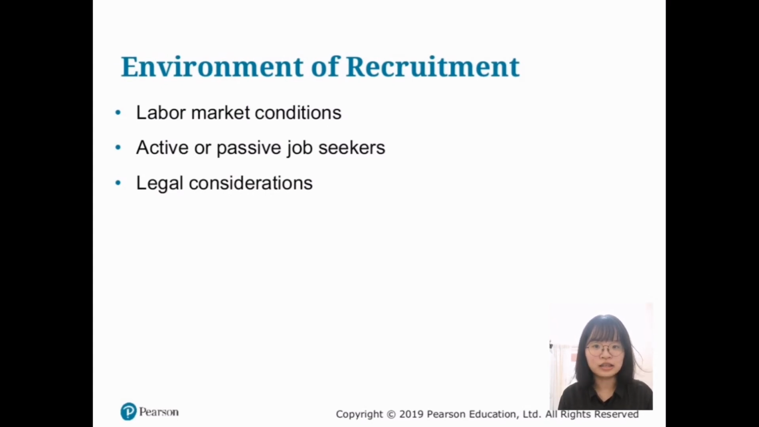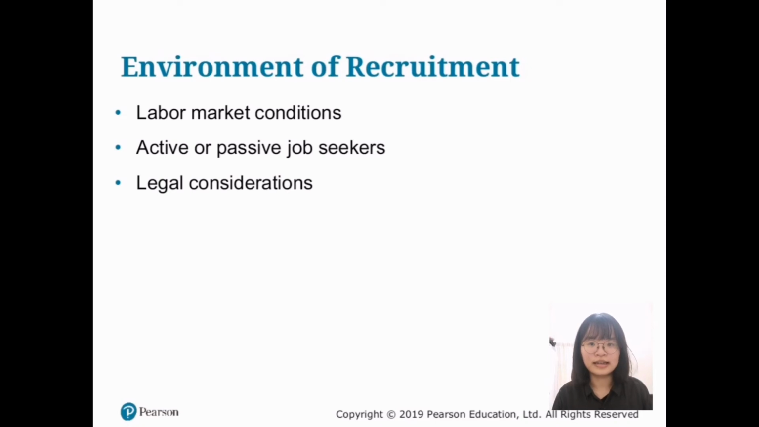One of the environments of recruitment is labor market conditions. Particularly important to the success of recruitment is the demand for and supply of specific skills in the labor market. For example, if the demand for a particular skill is high relative to the supply, it may require a hard effort. Secondly, the most successful recruitment methods will depend to some extent on whether the individual recruit is an active or passive job seeker. Active job seekers will find jobs quickly because they actively put their names and resumes into the job market to find new positions.